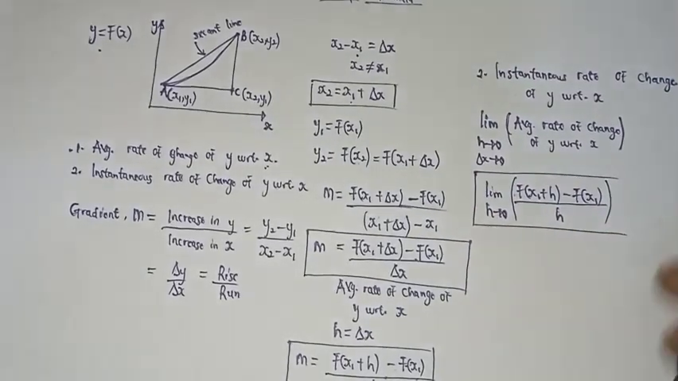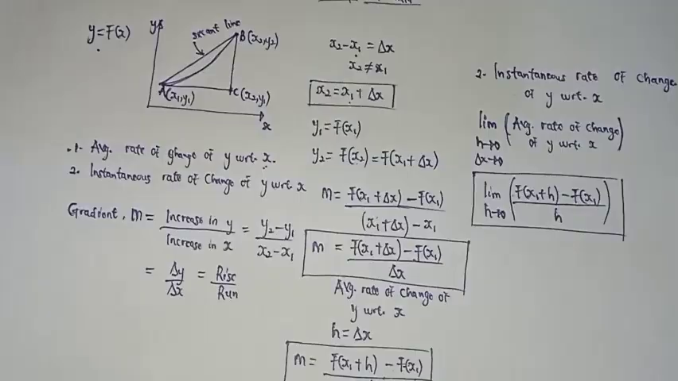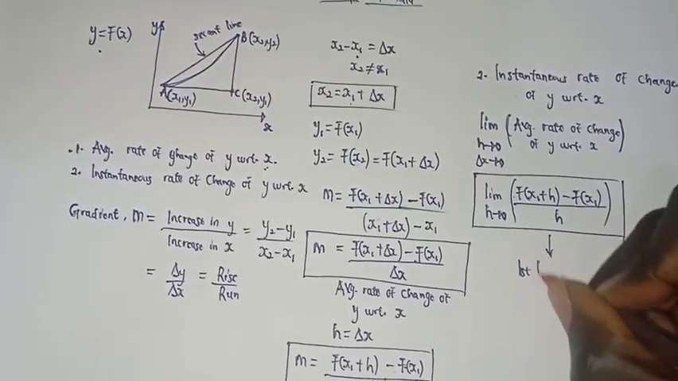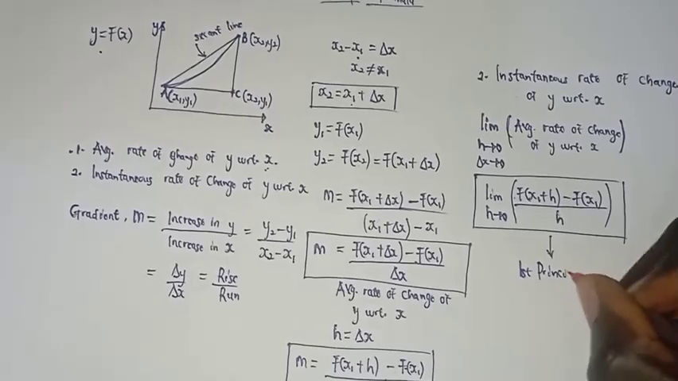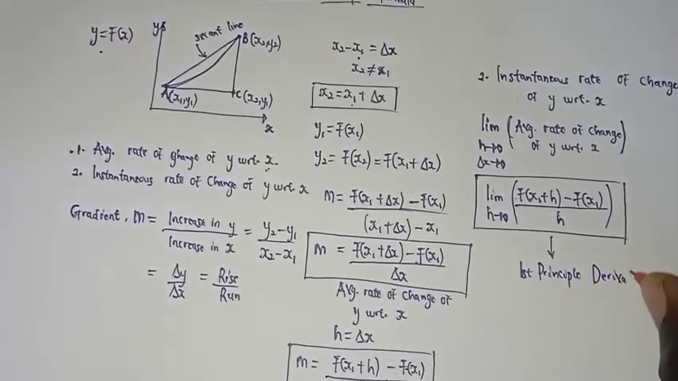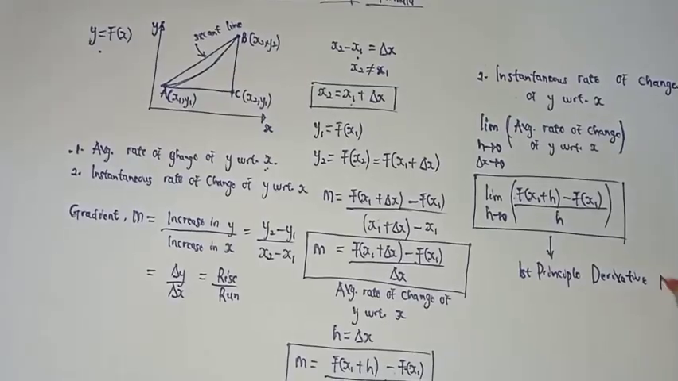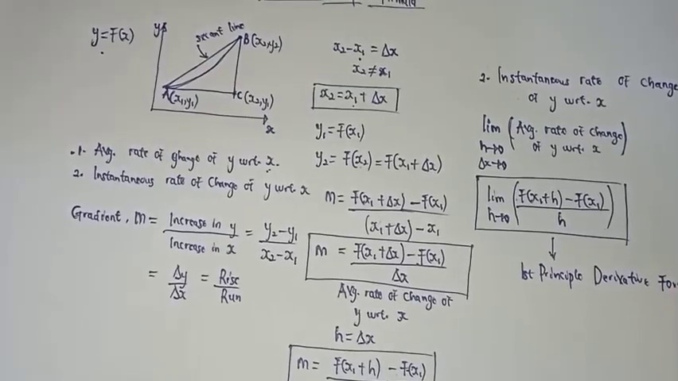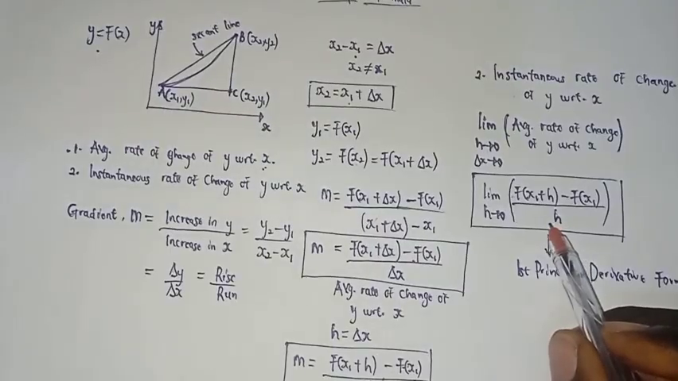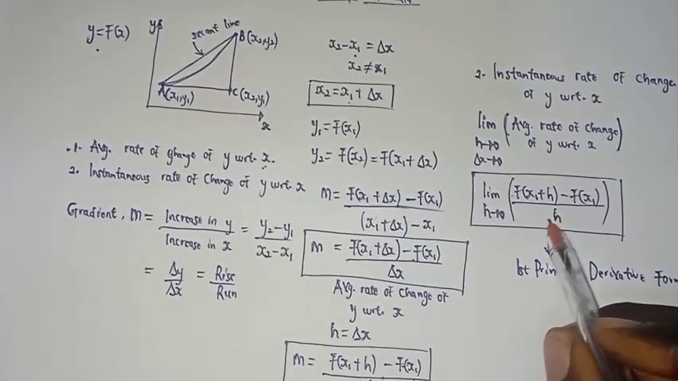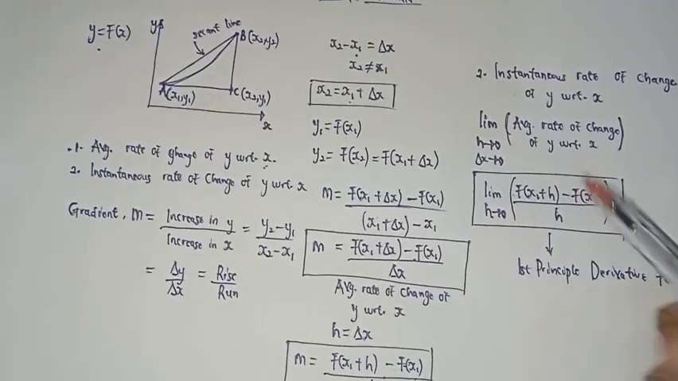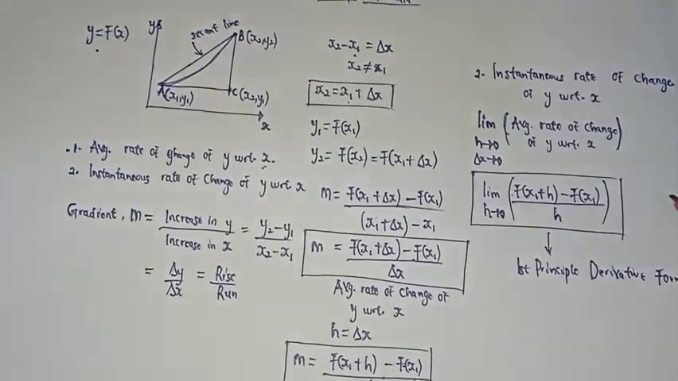So this is the first principle derivative formula. This gives us the instantaneous rate of change of y with respect to x as h approaches 0, right? Thank you.